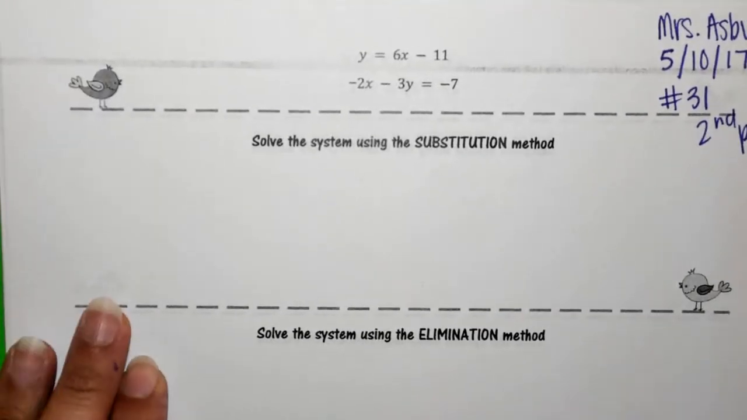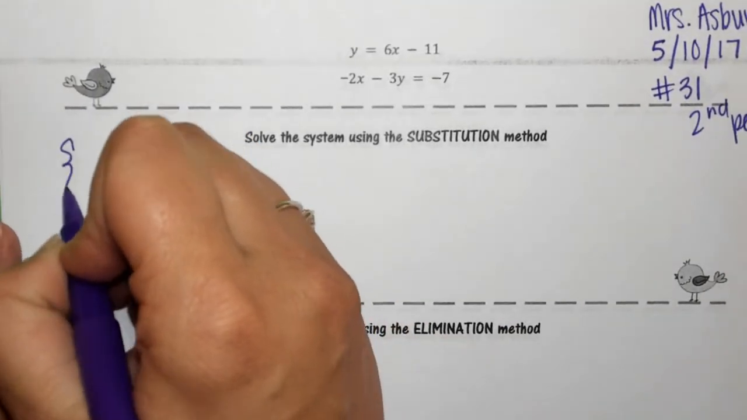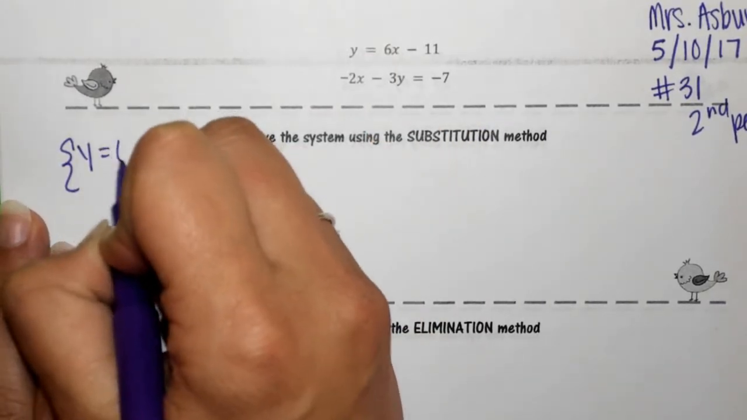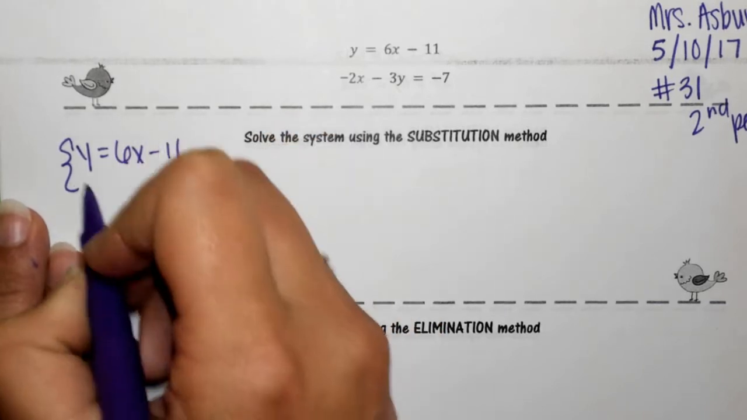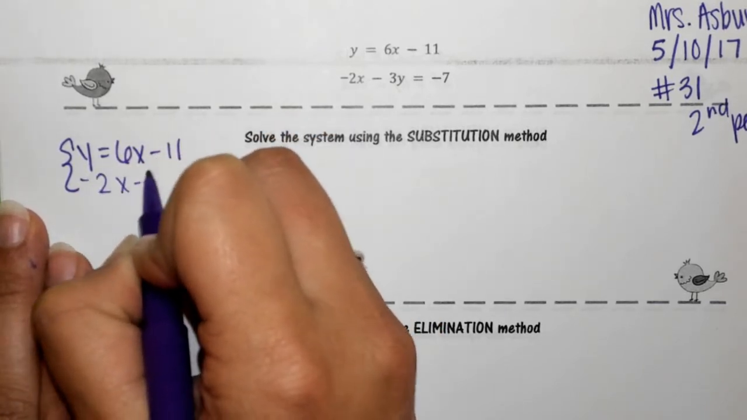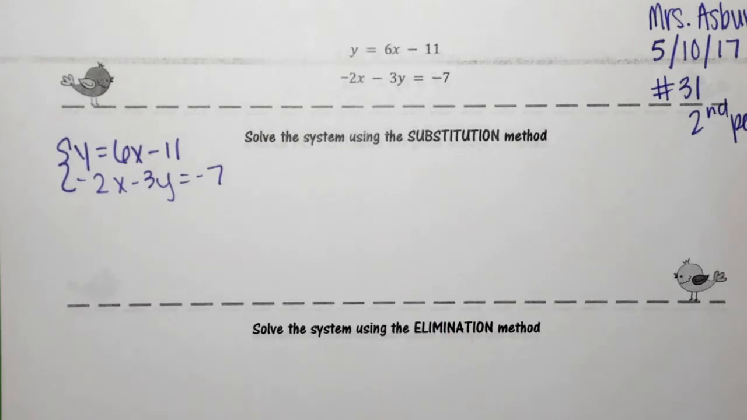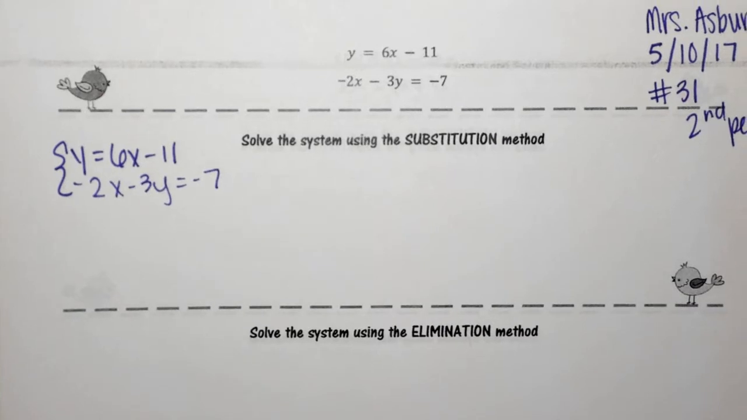We're going to rewrite our system right here. And we're going to say y equals 6x minus 11. And negative 2x minus 3y equals negative 7. Everybody needs to be writing when I write. This is a test grade. I'm not taking the time to wait on you to catch up with me. Okay? We're following along. We're keeping pace.